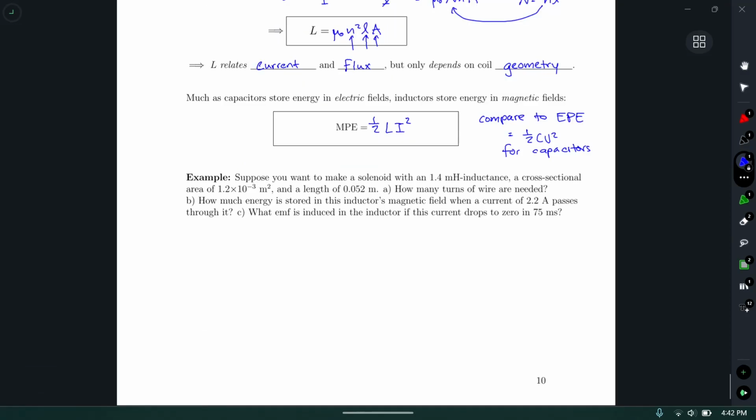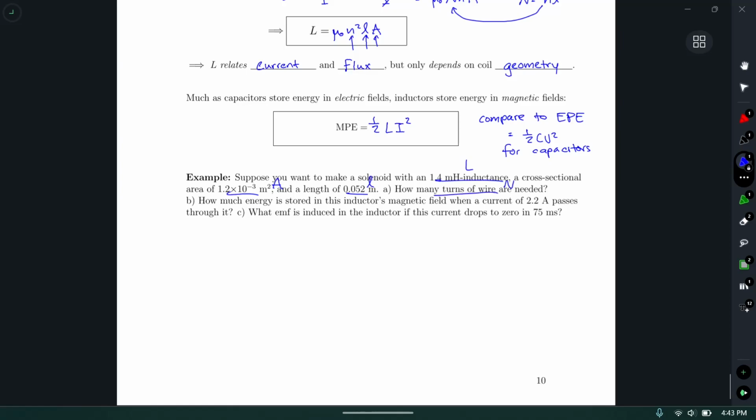All right, so here is an example. They're pretty plug and chug with inductance, and that's because it is kind of a tricky concept. So we'll go through this pretty quick because it's just applying the equations directly. We want to make a solenoid with this inductance, so that's capital L, this cross-sectional area A, and this length, and again we're going to use cursive l for that. How many turns of wire are needed?